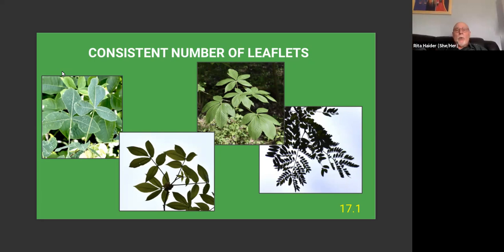Buckeye, there are 2 tree-sized buckeyes in Ohio, and they both have 5 leaflets. You can see those 5 different leaves that have 5 leaflets each. They're compound, typically have 5, occasionally maybe more, but usually 5 leaflets. And on the right, that is a honey locust.